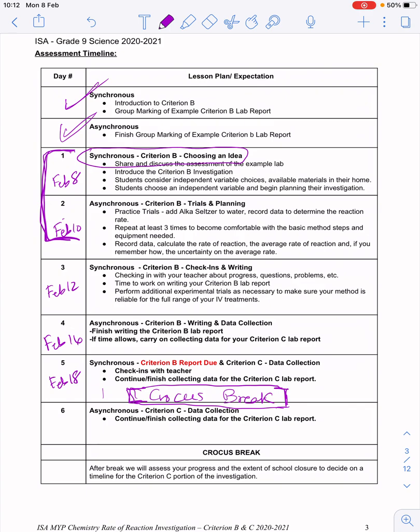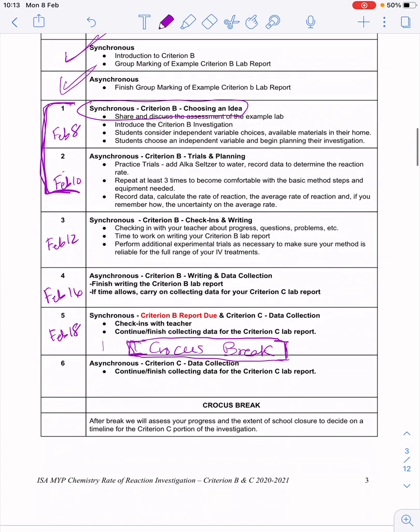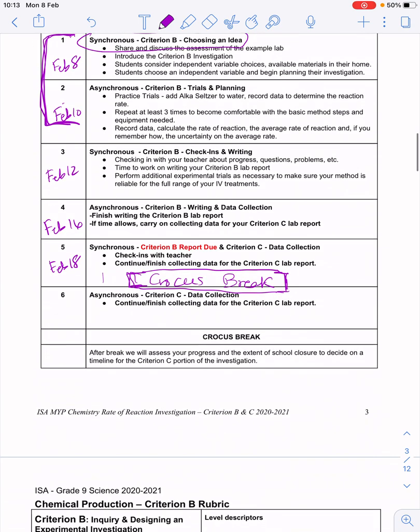You'll know what those questions are before Friday. Okay, so that's your asynchronous work. I'll go through a sample calculation at the end here. Synchronous work on that Friday is we're going to check in together. I'm going to answer questions, and I'll make sure that you know what's expected of you. Any time that's left on Friday after you've asked your questions is for writing your Criterion B.